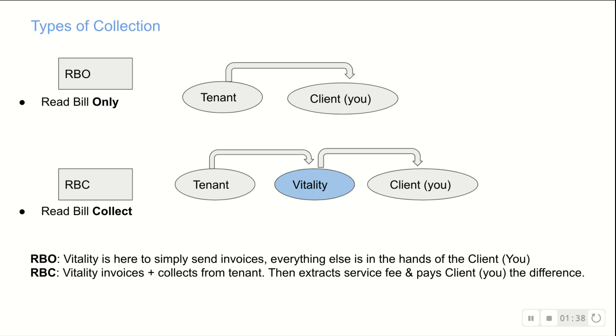Next, there's types of collection. So we have read bill only, where Vitality is basically here just to send the invoice, and everything else is in your hands. Another option that we have right below is read bill and collect, where the tenant would then pay Vitality. Vitality would take off our service fee and then reimburse you, the client, their remainder.